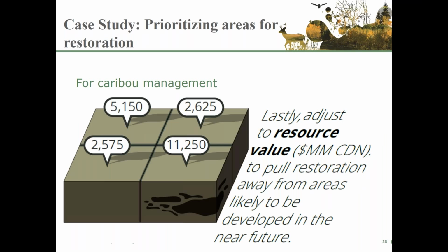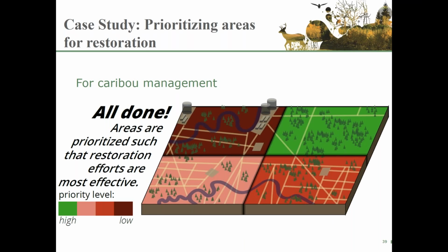But then we took into account where the energy sector was likely to go next by including the resource value of what was underground. So essentially, we adjusted the bang for buck by how much that township was worth in the future for development. It effectively lowers the priority of townships that are likely to be developed in the future. The end result is all the townships in each caribou range being prioritized from low to high priority. Once candidate townships are identified, more fine-scale decisions can start to be made.